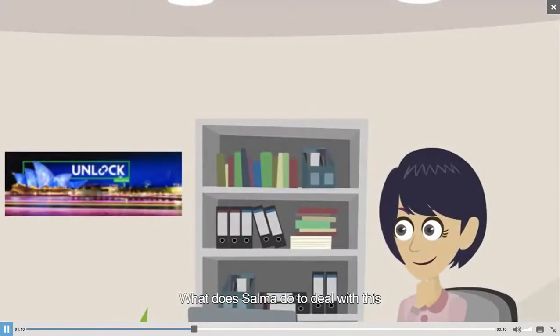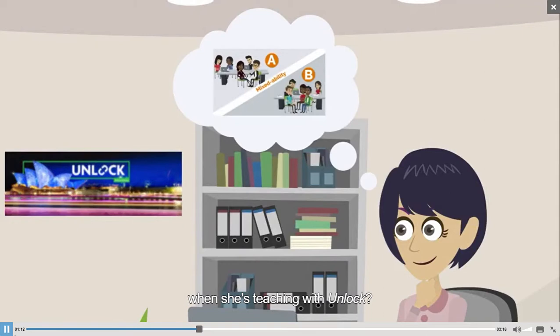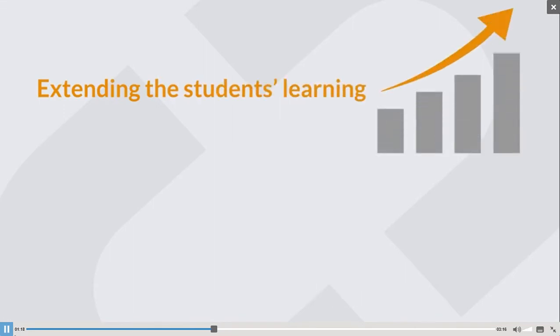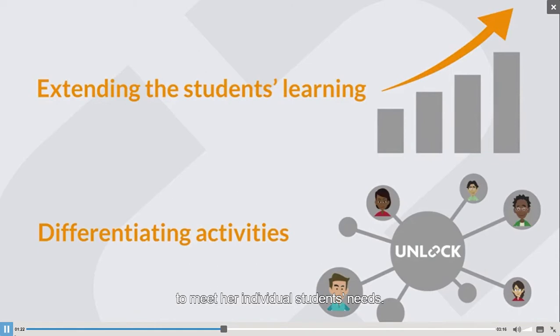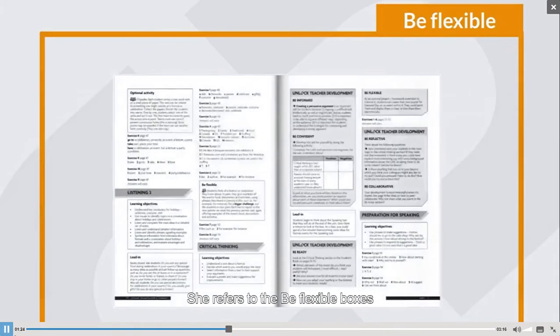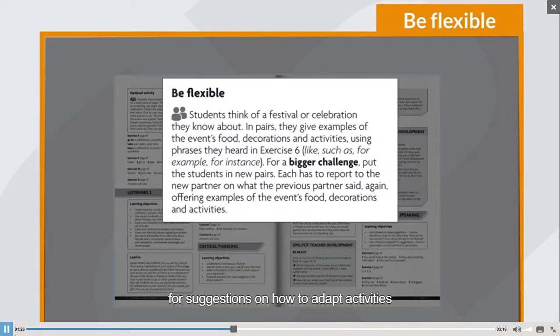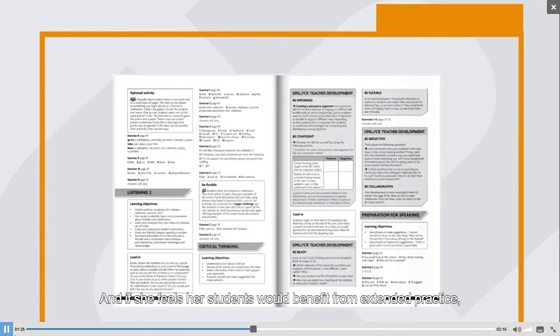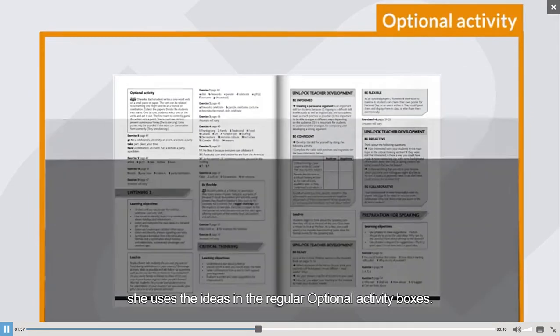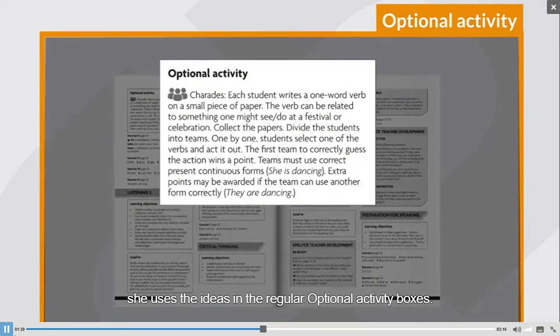What does Salma do to deal with this when she's teaching with Unlock? She uses the suggestions in the teacher's manual for extending her students' learning and for differentiating activities to meet her individual students' needs. She refers to the Be Flexible boxes for suggestions on how to adapt activities for stronger or lower level students. And if she feels her students would benefit from extended practice, she uses the ideas in the regular optional activity boxes.